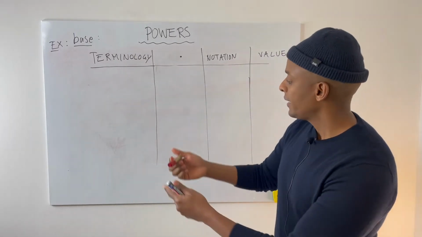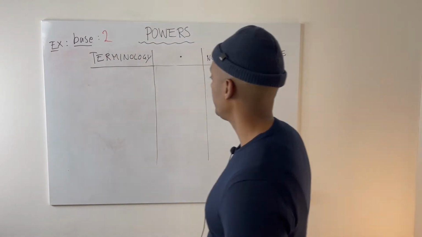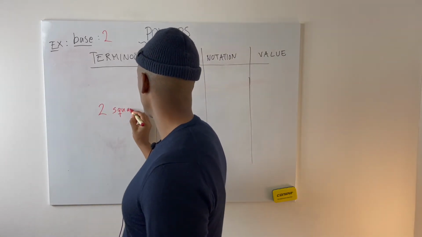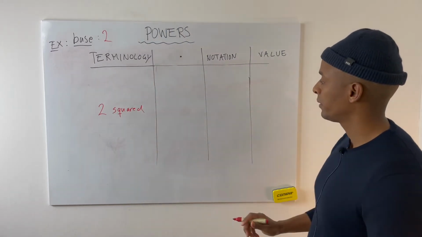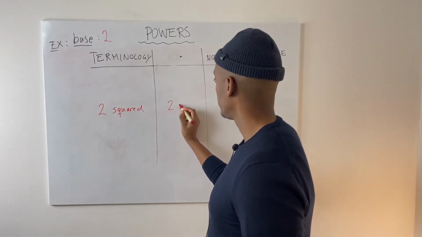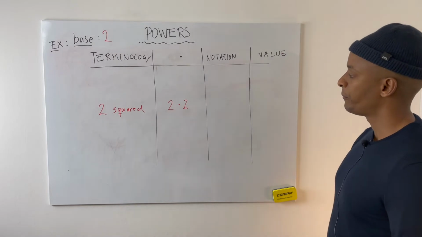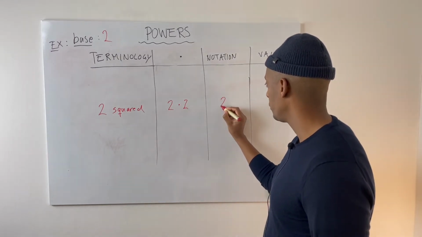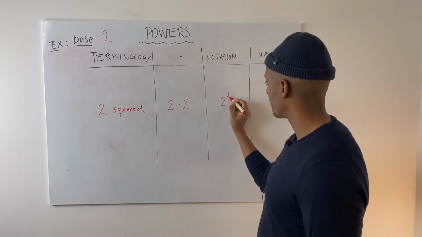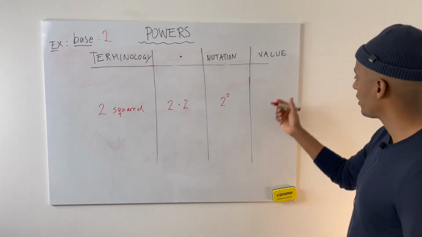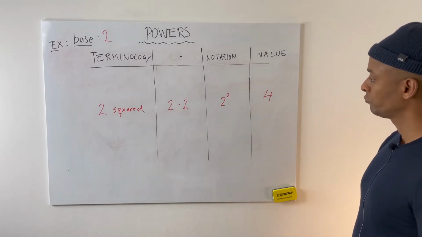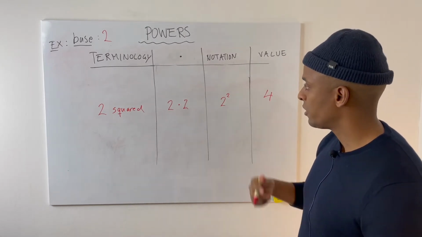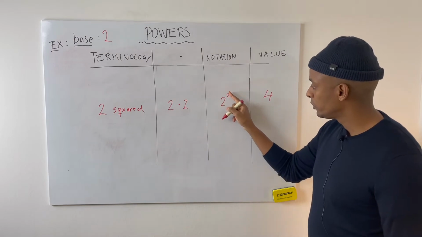Okay guys, so let's do an example. Let's say that the base is 2, and we take 2 squared. We said that's 2 times 2. Or we could write it as we take the base 2 and multiply 2 with itself 2 times. And the value here is going to be 4. So we say 2 squared. That's the terminology we have to learn. And the notation is 2 to the power of 2.